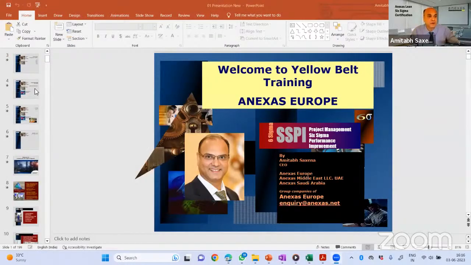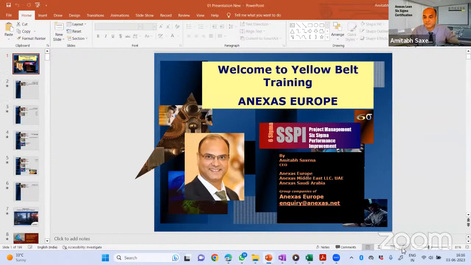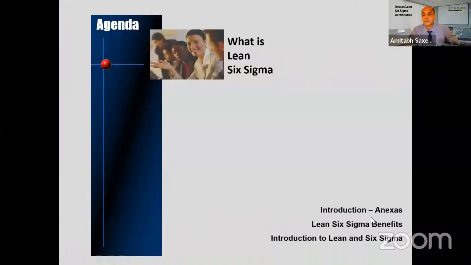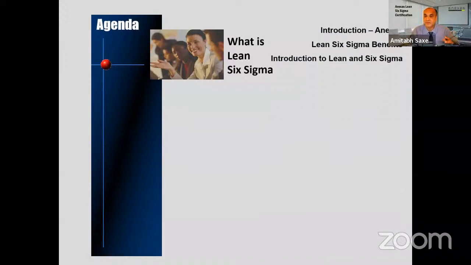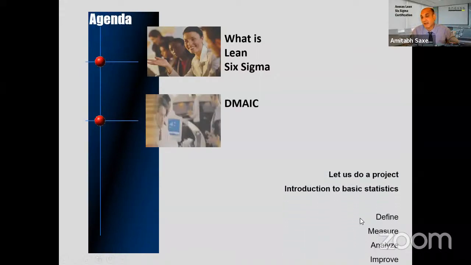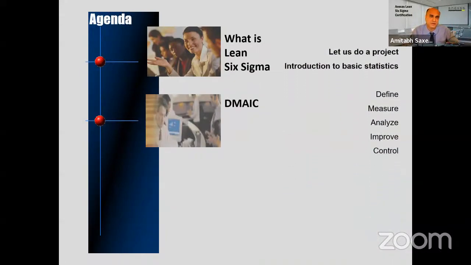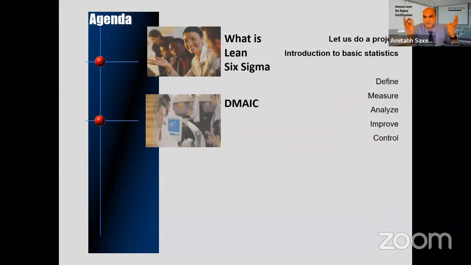Now let me introduce you to the basics of how we'll be proceeding in this program. I'll introduce you to what Lean and Six Sigma benefits are for any hospital, any industry, any construction industry, any petrochemical industry. And what is DMAIC? Define, measure, analyze, improve, and control. And what we will do, we will try to do a project. We'll collectively try to do a project.